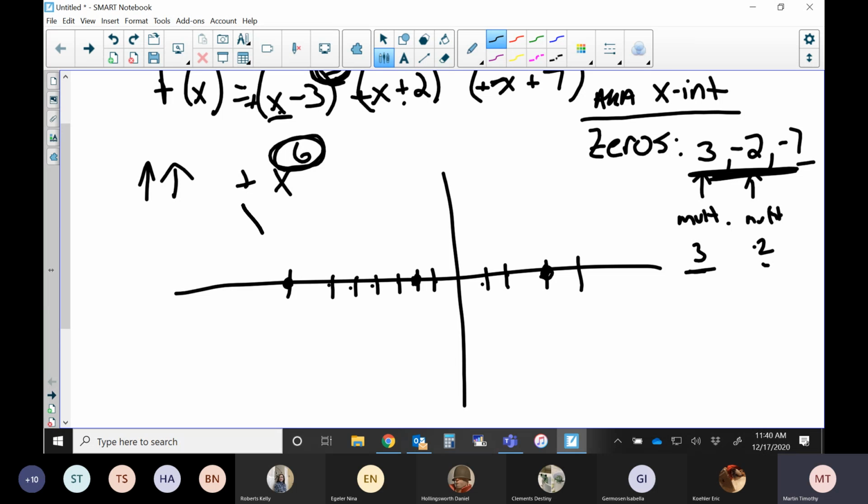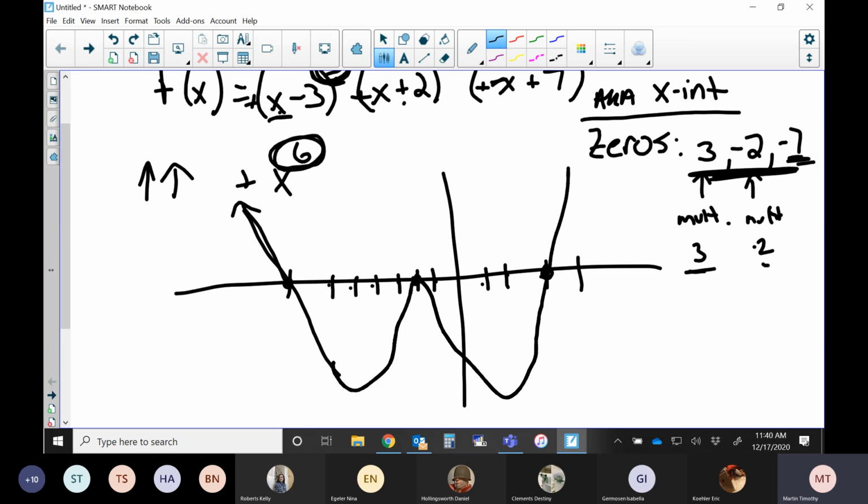Now, when it goes to the -7, it's got a multiplicity of 1. That's odd. It's going to go through it. When I go to the -2, it's got a multiplicity of 2, so it's going to hit it and bounce right back down. And then when it goes through the 3, it has a multiplicity of 3, so it's going to keep going through since it's odd. And that would be a sketch of that graph. It looks kind of like a W.